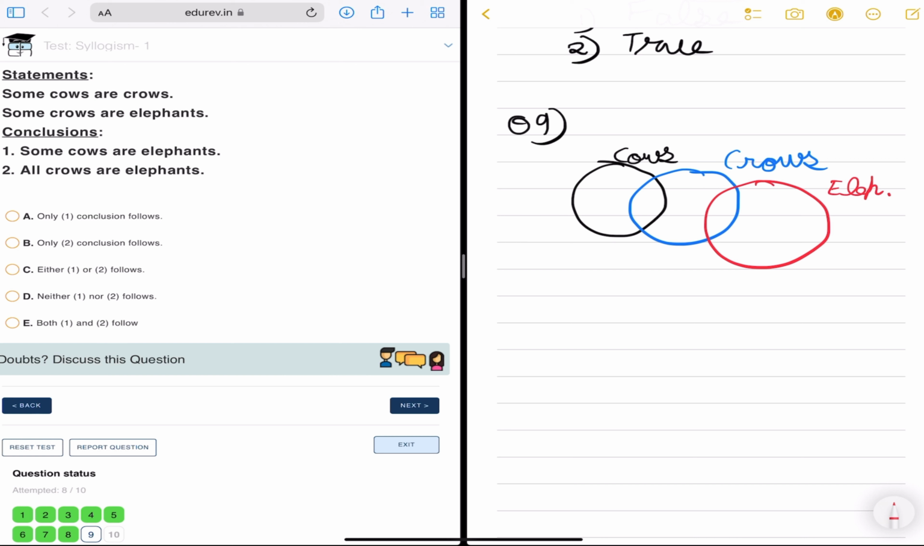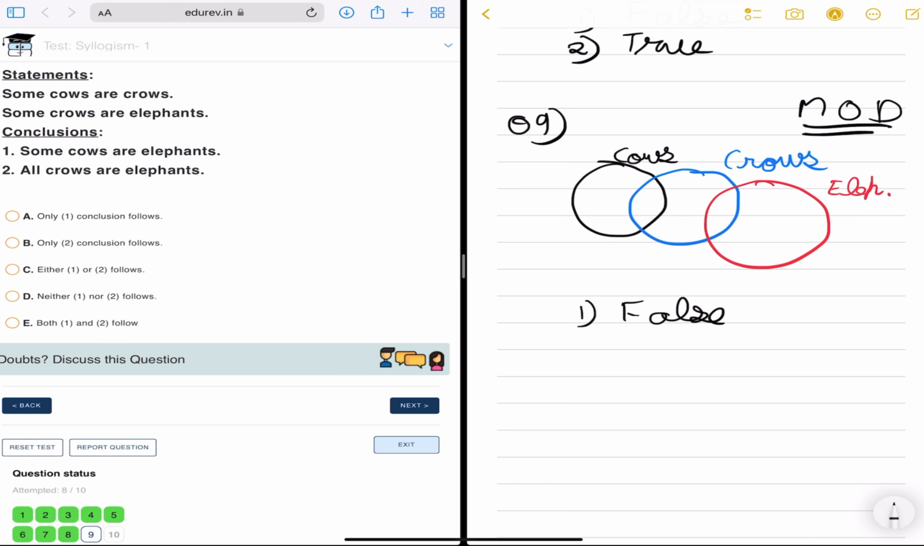Now our conclusion number 1 reads, some cows are elephants. Because both of these conclusions are positive conclusions, with some and all, we have to look again at the minimum overlapping diagram which we have made. So from here we can see that some cows are elephants is not true. So here conclusion number 1 is false.